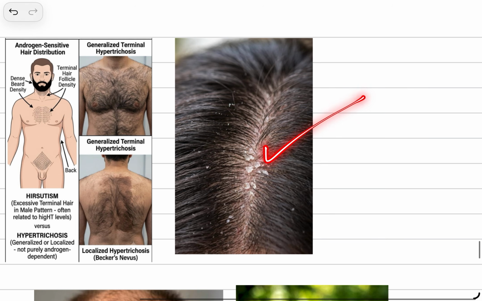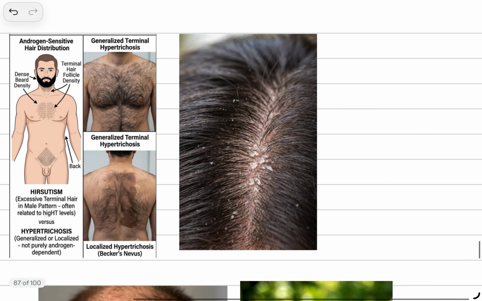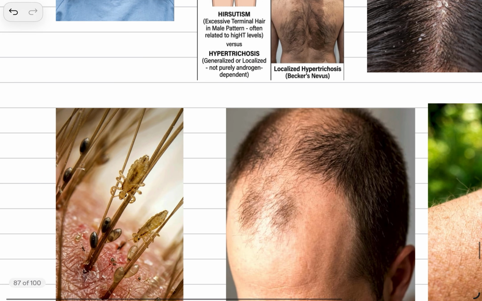And can you see this one, dandruff? Dandruff is also one of the problems in the hair, where the scalp is producing more dead keratinized layers, okay?